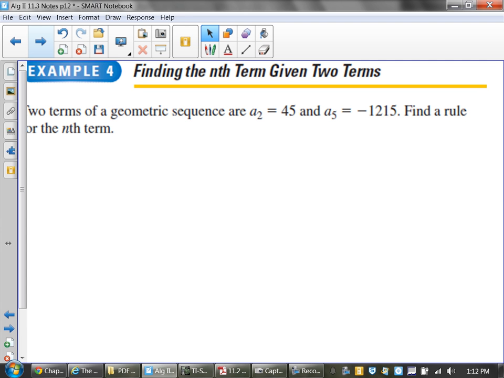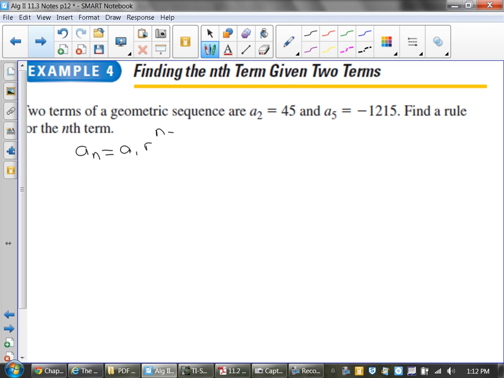So we're going to do the same process as what we just did. We start out with the generic formula, a sub n, your first term, ratio, n minus 1. And I'm going to write it all out in terms of the second term.